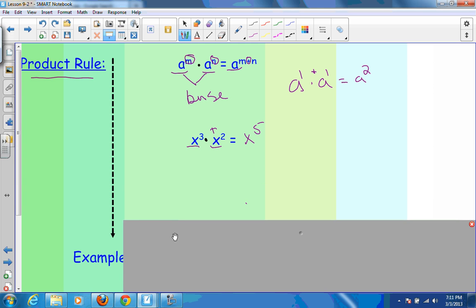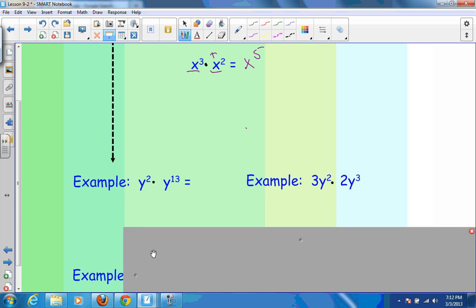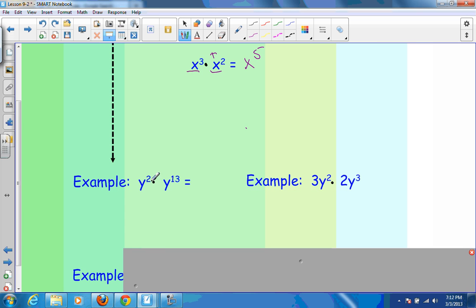All right. Going down further, a couple more examples. If I have y to the 2nd power times y to the 13th power, again, they're the same base, so I can add these exponents together, so I get y to the 15th.